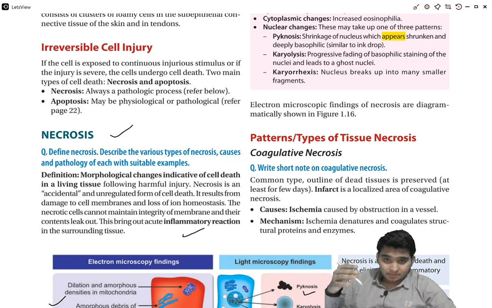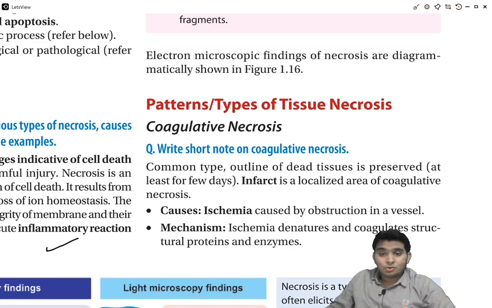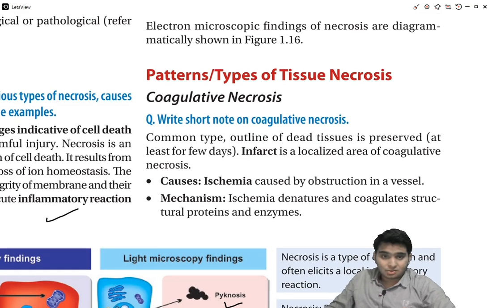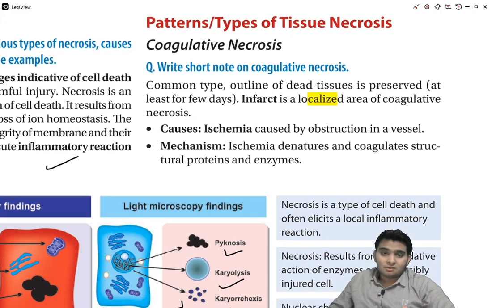Now we will discuss the types of necrosis: coagulative necrosis, liquefactive necrosis, fat necrosis, caseous necrosis, and fibrinoid necrosis. So let's start with coagulative necrosis. It is a common type. The outline of dead tissue is preserved, at least for a few days. In fact, an infarct is a localized area of coagulative necrosis. The cause is ischemia caused by obstruction in a vessel.